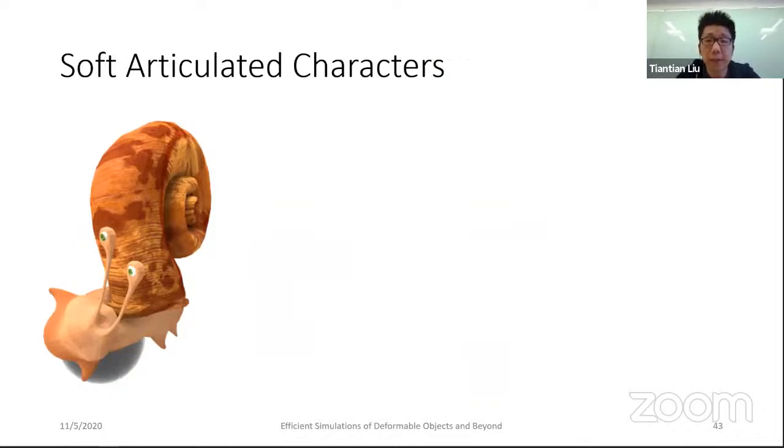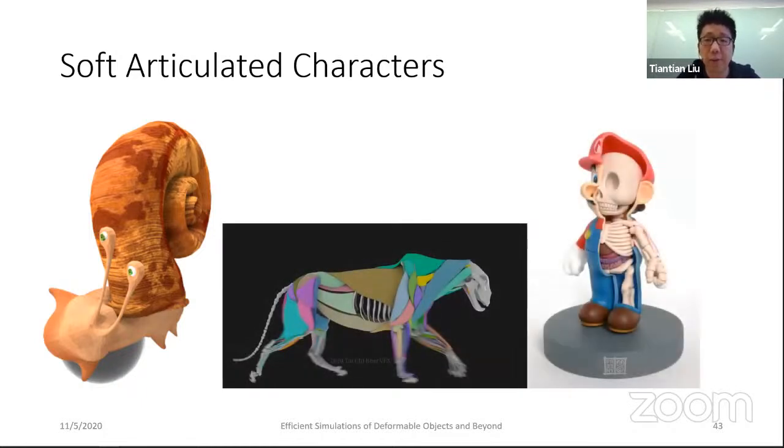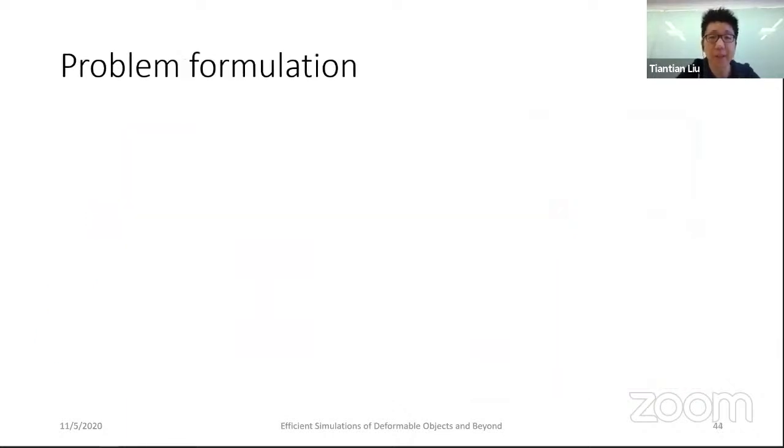So two-way coupled rigid and deformable materials are common to see, especially for articulated characters like this panther or even a human being, if you agree that Super Mario is also a human. They are usually modeled with both rigid bones inside and soft tissues outside, and we can interact with them. The formulation of the problem is really simple.